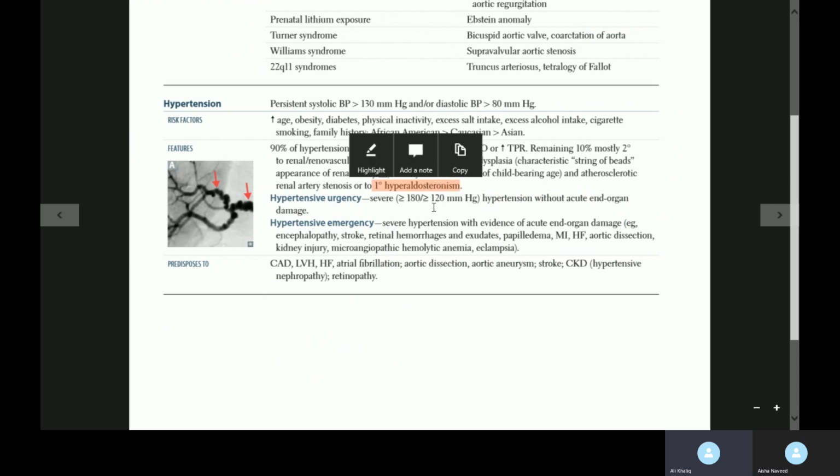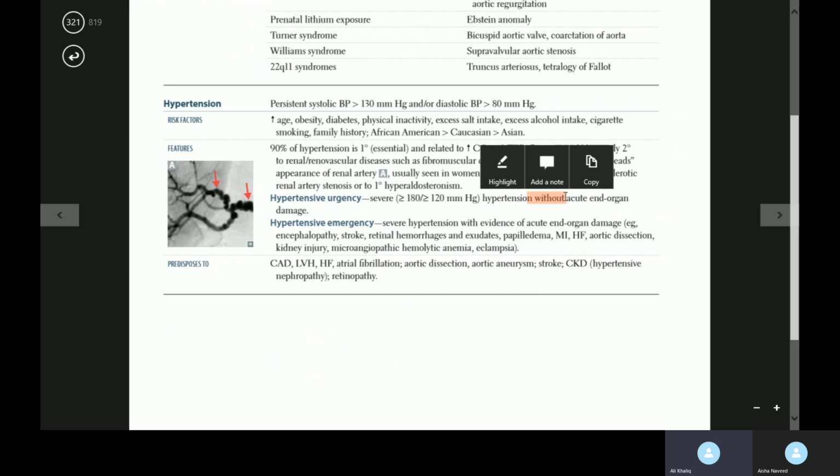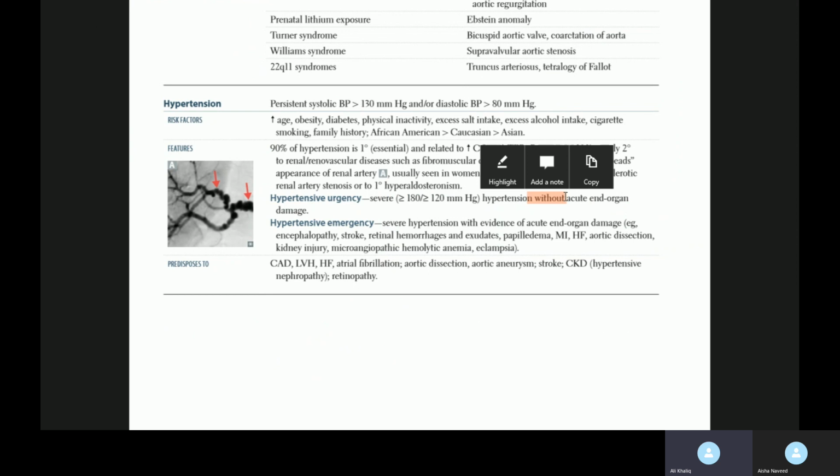Whatever the cause of hypertension is, you need to understand the difference between hypertensive urgency and emergency. Too much hypertension can lead to hypertensive urgency or emergency. Hypertensive urgency is severe blood pressure more than 180 by 120 without acute end organ damage. Now, what is acute end organ damage, and how in the exam will you come to know whether there is end organ damage or not?